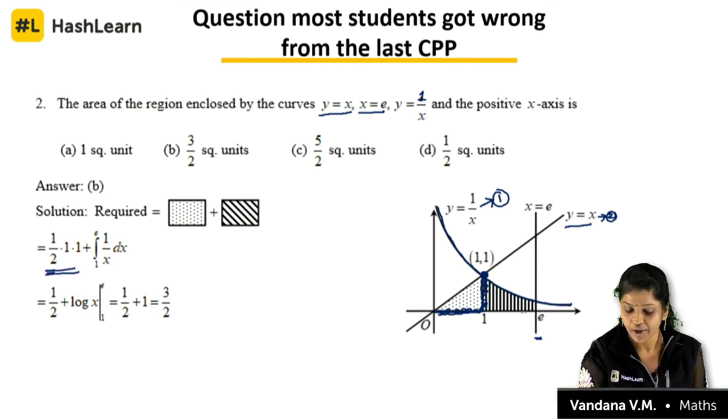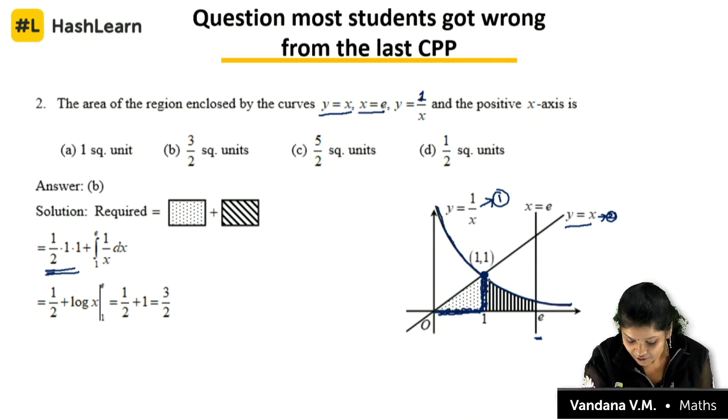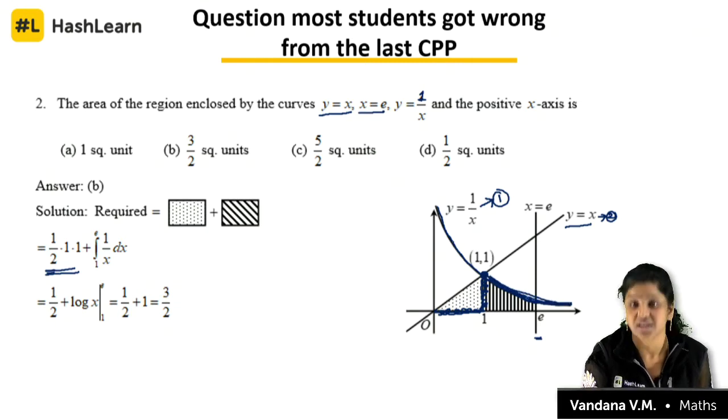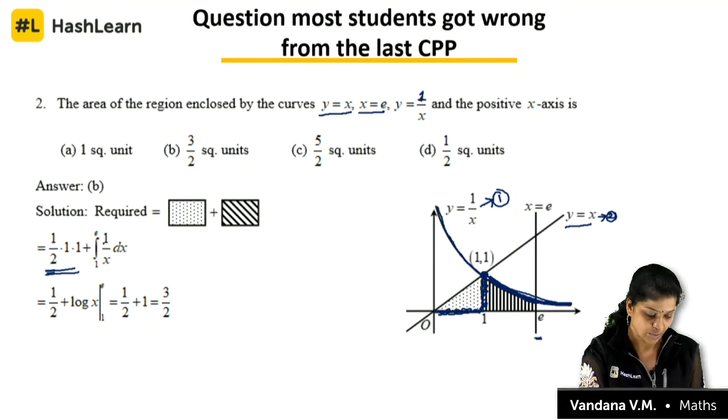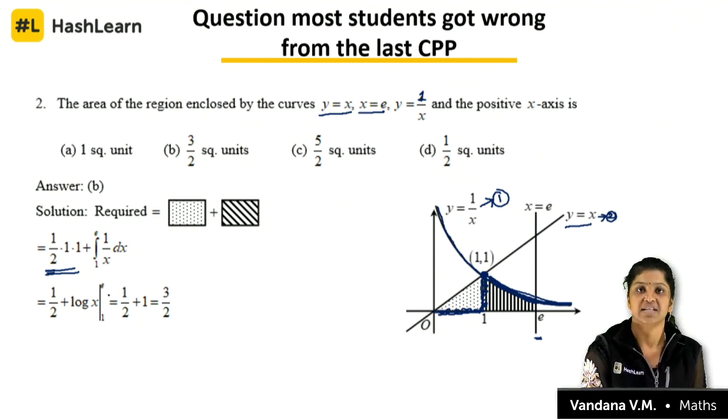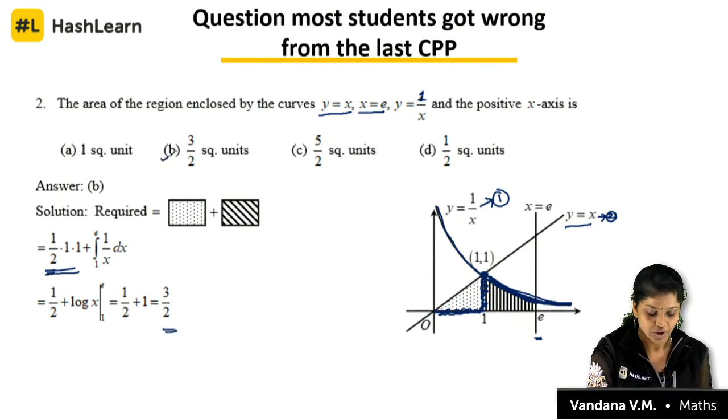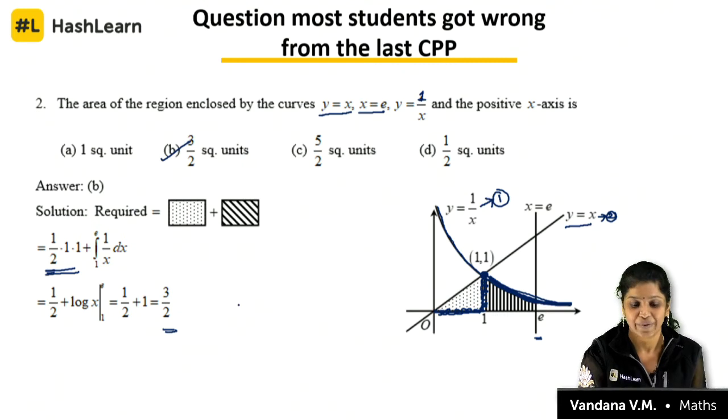Next, from 1 to e. Here, which curve is present whose area I would like to find out? I would like to find this curve area. This curve is y is equal to 1 by x dx. So the integral of 1 by x is log x, and substitute the limits as upper limit minus lower limit. You will get the value as 3 by 2. So which option is correct? Option B.